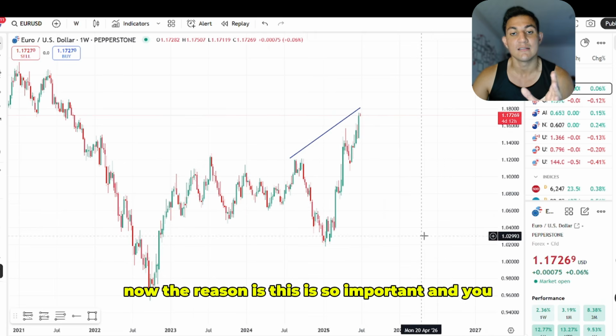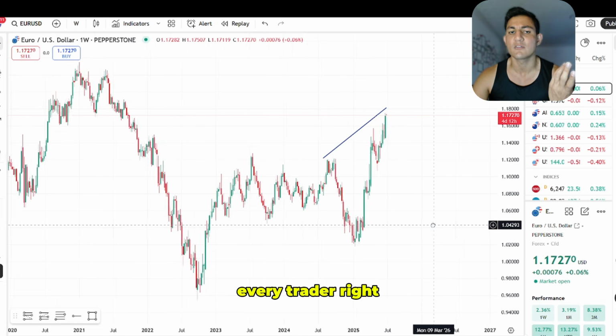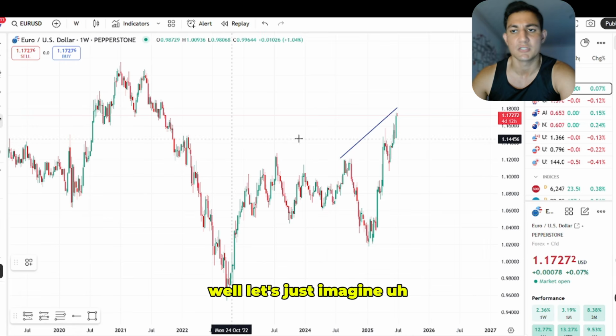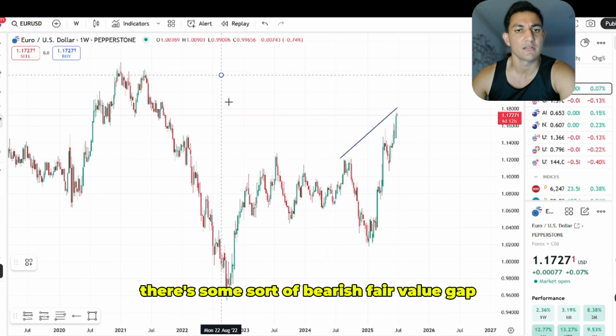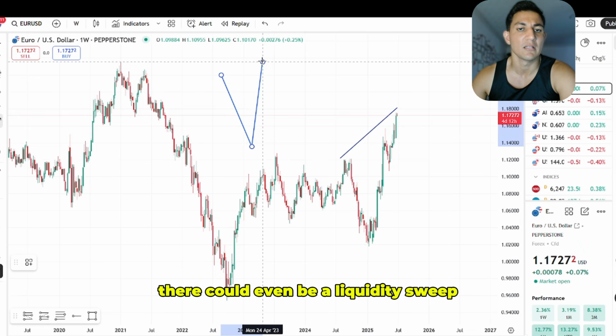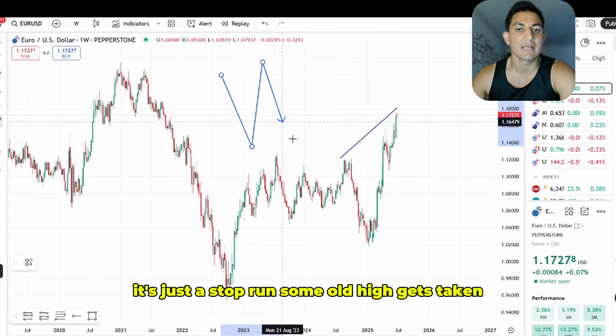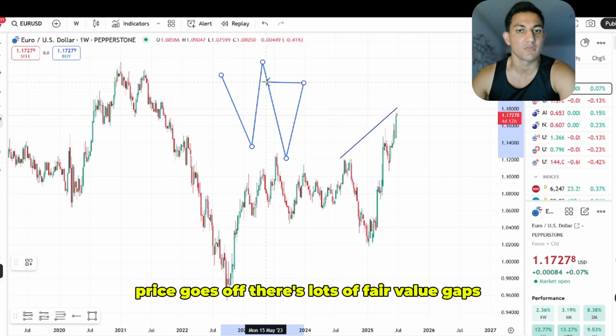Now, the reason is, and this is so important, every trader who's traded has had this, right? Let's just say you're bearish. There's some sort of bearish fair value gap. There could even be a liquidity sweep. If you know what a liquidity sweep is, it's just a stop run. Some old high gets taken, price goes off. There's lots of fair value gaps.